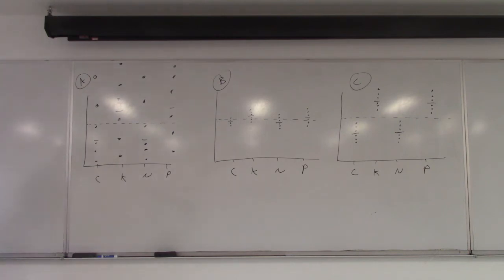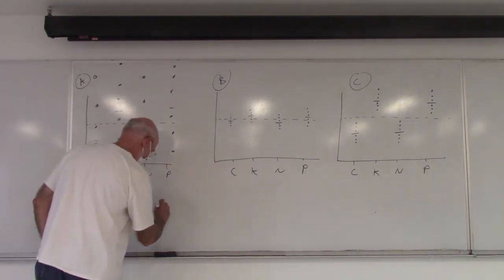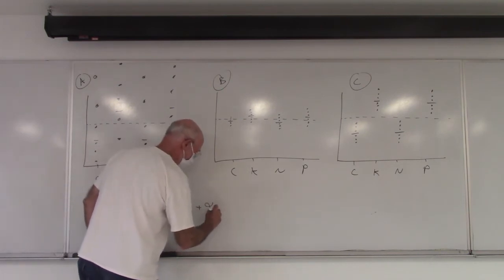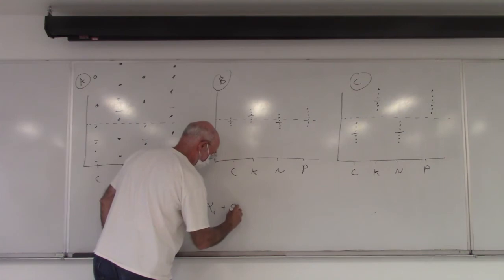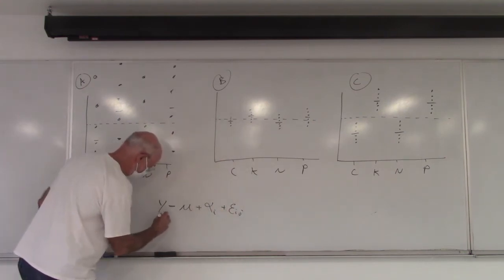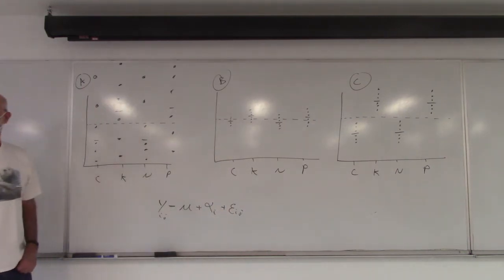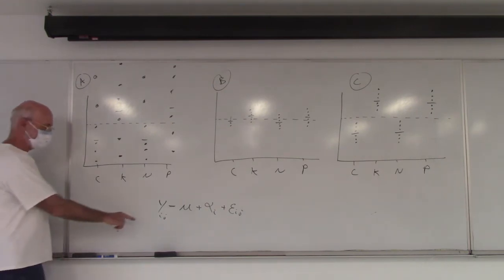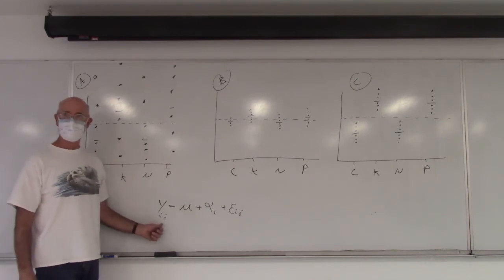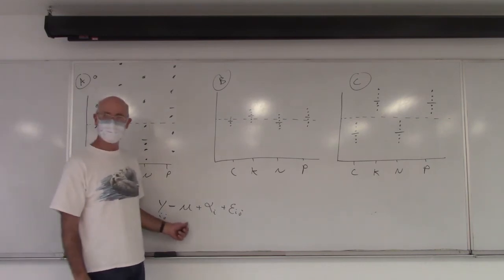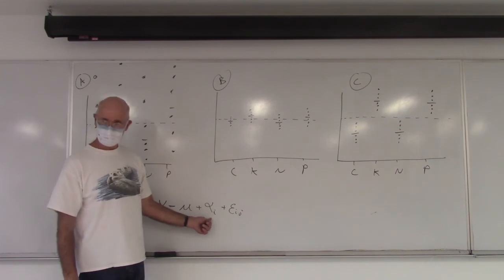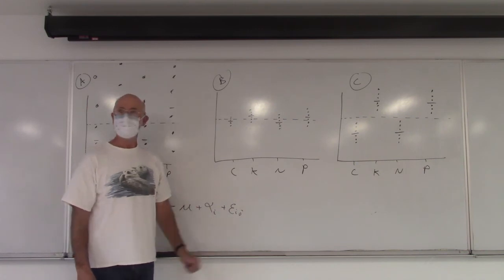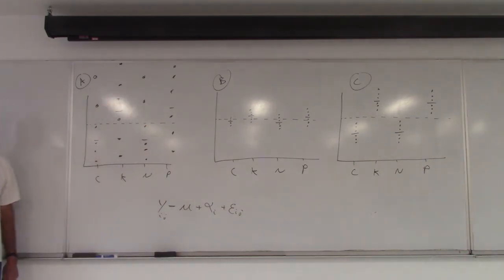All right, well, you know a big part of it, right? You know y equals mu plus alpha i plus epsilon ij. So you have y ij is equal to that. So y ij, the ith observation in the jth group, is equal to the overall mean plus the treatment effect for the ith treatment, right? And then epsilon ij is something.